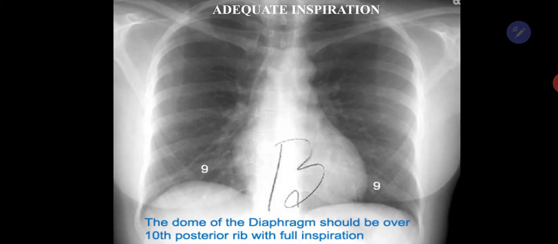And then, whether the patient had adequate inspiration during the time the image was taken. For knowing whether there was adequate inspiration or not, the dome of the diaphragm should be over the 10th posterior rib with full inspiration.